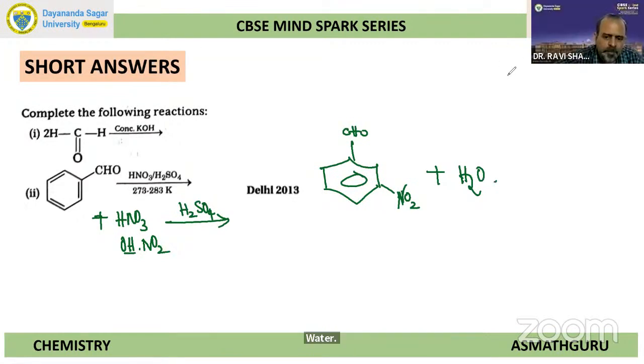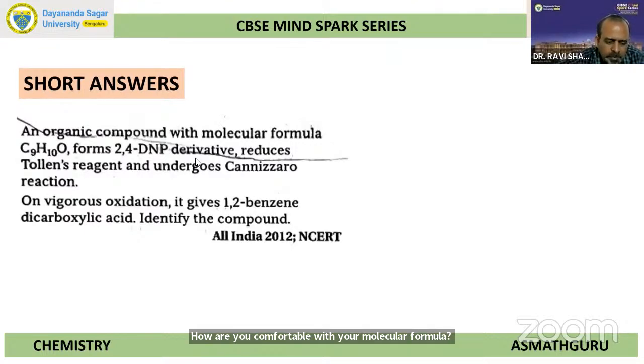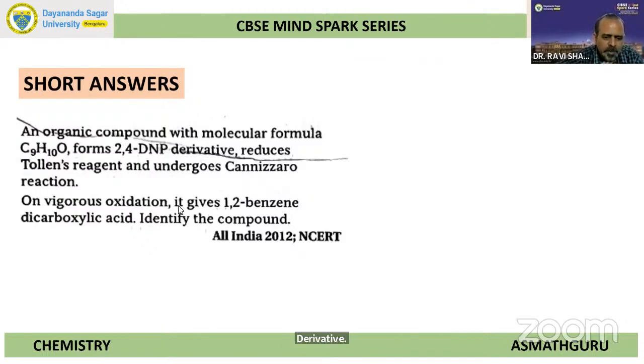Next one. The organic compound with a molecular formula C9H10O forms a 2,4-DNP derivative, reduces Tollens reagent and undergoes Cannizzaro reaction. On vigorous oxidation, it gives 1,2-benzene dicarboxylic acid. Identify the compound.